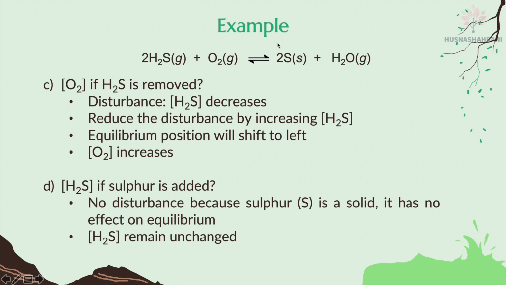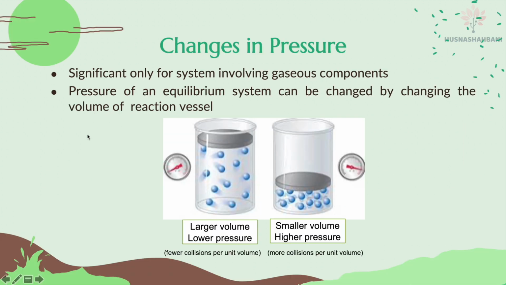Note that sulfur is a solid product. No disturbance, because sulfur is solid and has no effect on equilibrium. So when it has no effect on equilibrium, the concentration of the hydrogen sulfide reactant remains unchanged. Changes in pressure are significant only for systems involving gaseous components, because it's pressure, so we only take account of gaseous components.